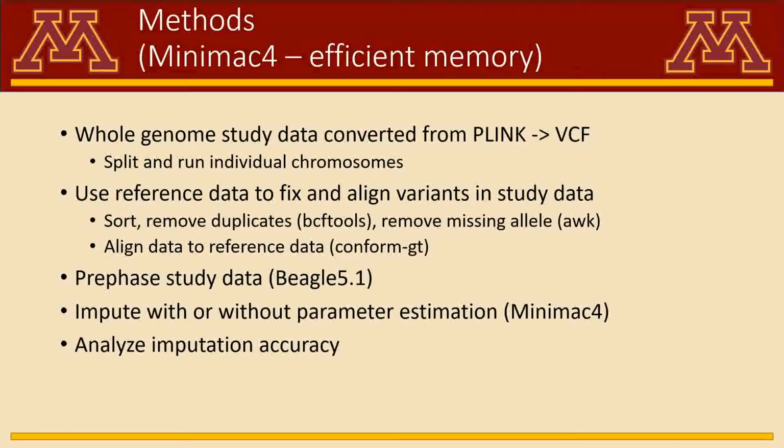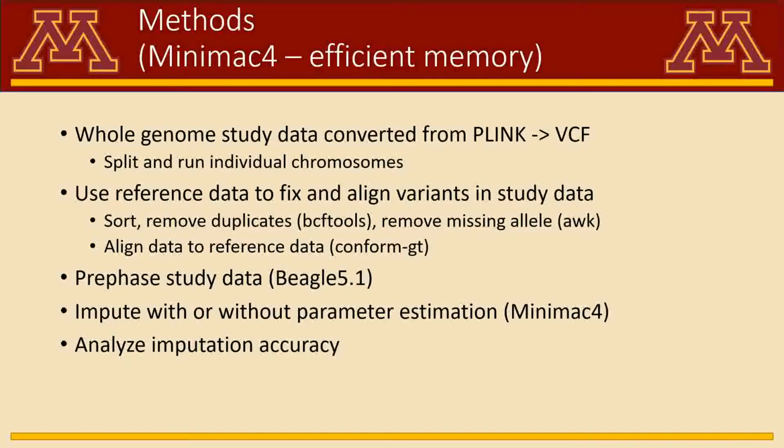Minimac4 I found to be very efficient memory-wise. However, it only uses VCF files, and like I said previously, that does tend to slow down the pipeline as a whole. Because of that, I'm not able to use as many tools as I'd like to streamline the pipeline. So I've used Conform-GT from Beagle for aligning reference data with the target data, and I've also decided to use Beagle for prephasing. However, Shapeit4 can also be used, but like I said before, it was nice to have that continuity with the BCF files, and the same thing with the VCF.